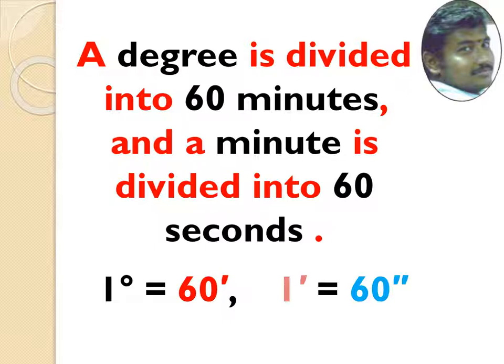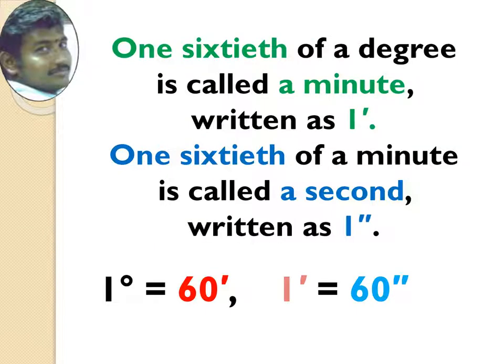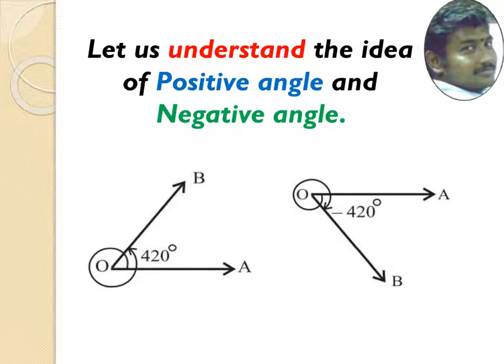1 degree is equal to 60 minutes. 1 minute is equal to 60 seconds. 1/60th of a degree is called a minute, written as 1 dash. 1/60th of a minute is called a second, written as 1 double dash. Second is represented with a double dash and minute with a single dash.